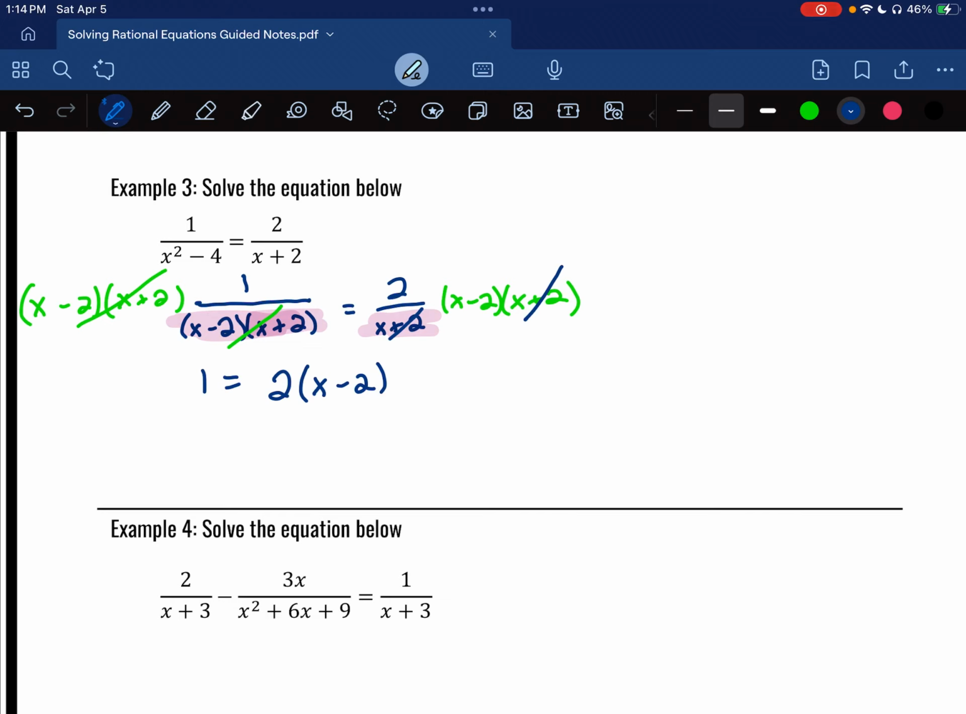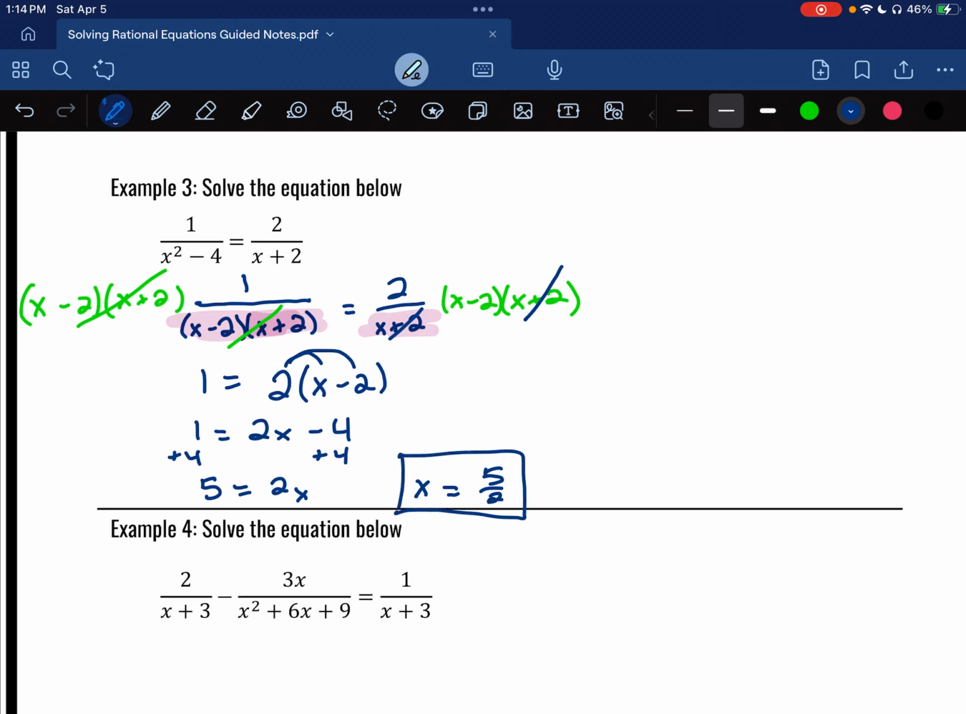So again, we could divide by 2, but like I said, most of the time I find students just can't undo that instinct to distribute. So we're going to do that. We're going to add 4 to both sides. We've got 5 equals 2x. And so that is going to be 5 halves. Now, of course, you can write it as 2.5 if you'd like.